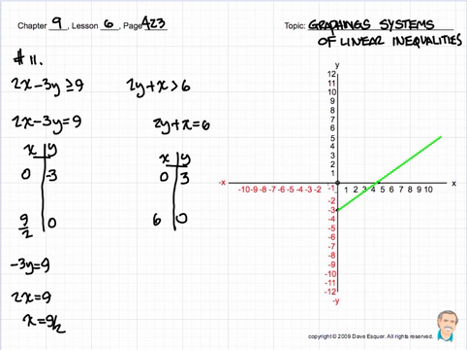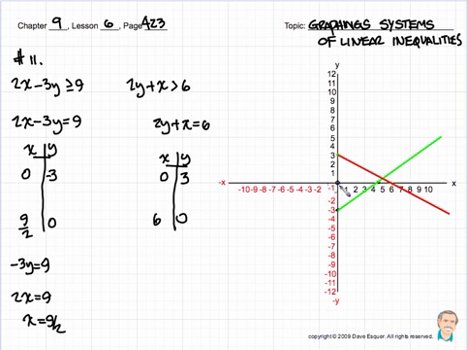Let's go over here and do this line, 0, 3 and 6, 0. So we've got 0, 3, oops, and 6, 0, so that looks like that. We should change the line color. Let's use red. So we're going to go 0, 3 and 6, 0, sort of looks like that.